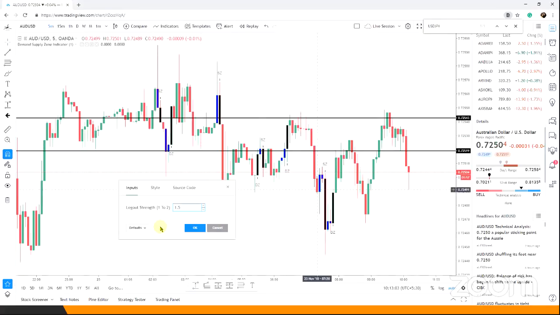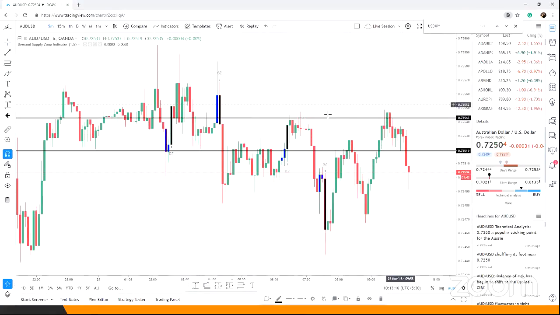You will see as soon as I make it 1.5, some of these zones are gone. If I want some of the strongest zones, I will give it a score of 2, and now it will only identify some of the strongest zones for me. So you can backtest and see what is working for you. But that is how this alert service is.